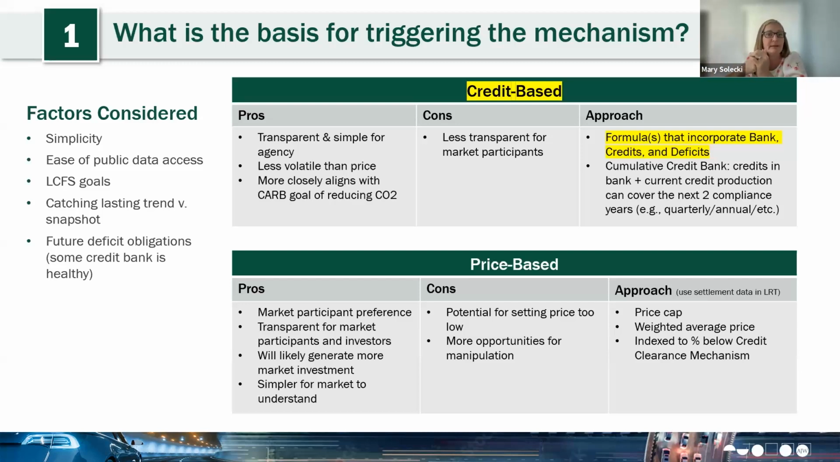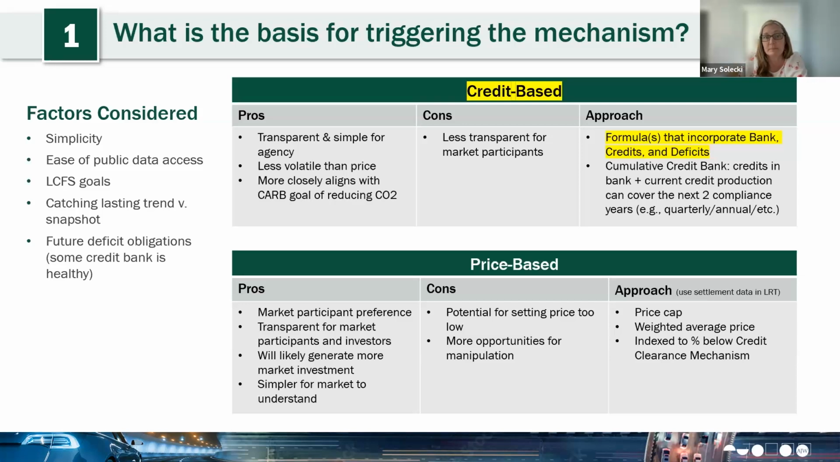It's less volatile than price. It allows CARB to continue with its basic mandate, which is regulating credits and not guaranteeing a market price, among other assets. So in terms of the specific approach, there are at least a few different ways that you can calculate a credit-based trigger, many of which have merit. And I'll get into that in just a moment. But we want to make sure that any approach is transparent and that is also in line with CARB's goal of reducing CO2 emissions. Therefore, we think using data that is publicly available, like the cumulative credit bank, credit generation, and deficit generation, are the key variables to utilize in a trigger.